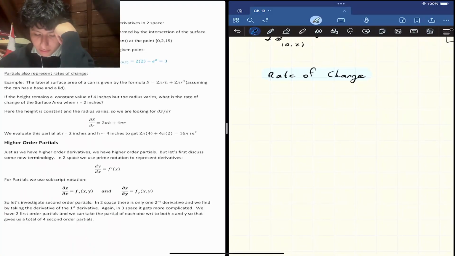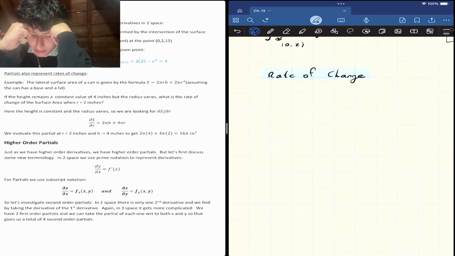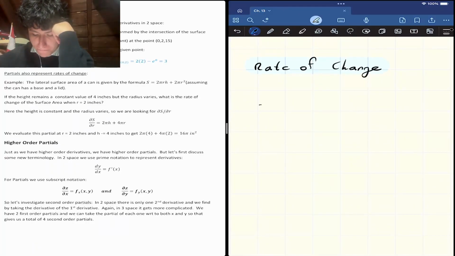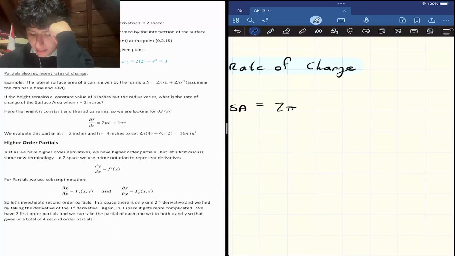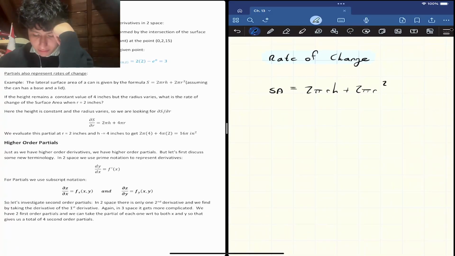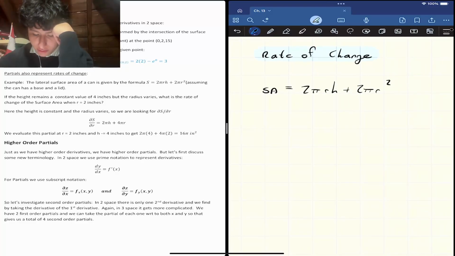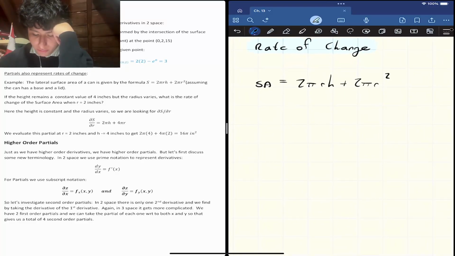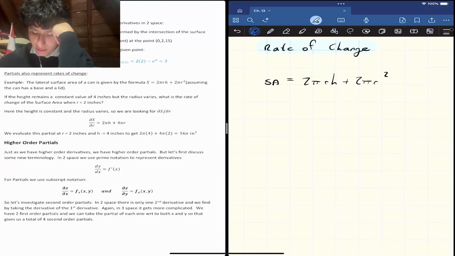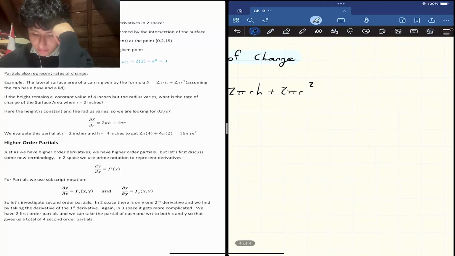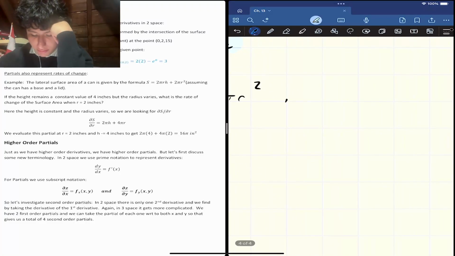So, for example, the surface area of a can is given by the formula S = 2 pi r times h plus 2 pi r squared. If the height remains a constant value of 4 inches, but the radius varies, what is the rate of change of the surface area when r is equal to 2 inches? So, I think this is like implicit differentiation, no? Or I don't know. Let's see.